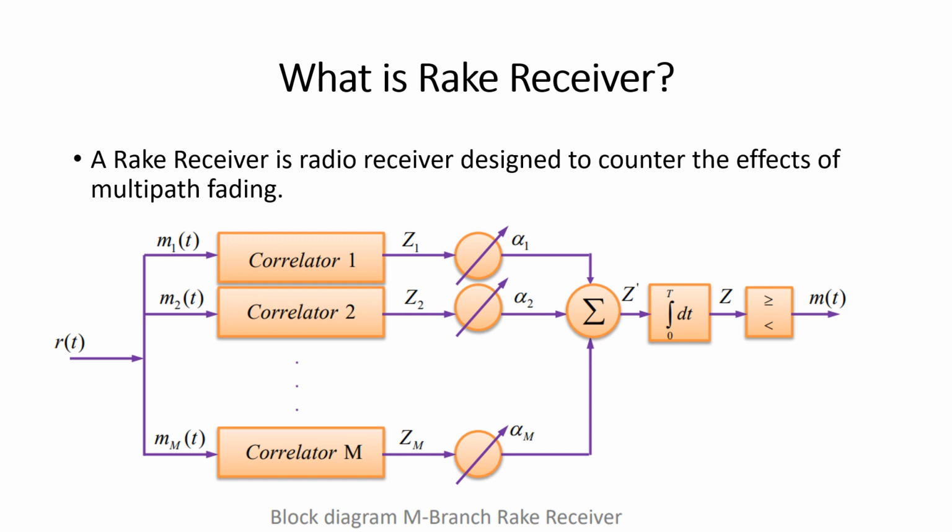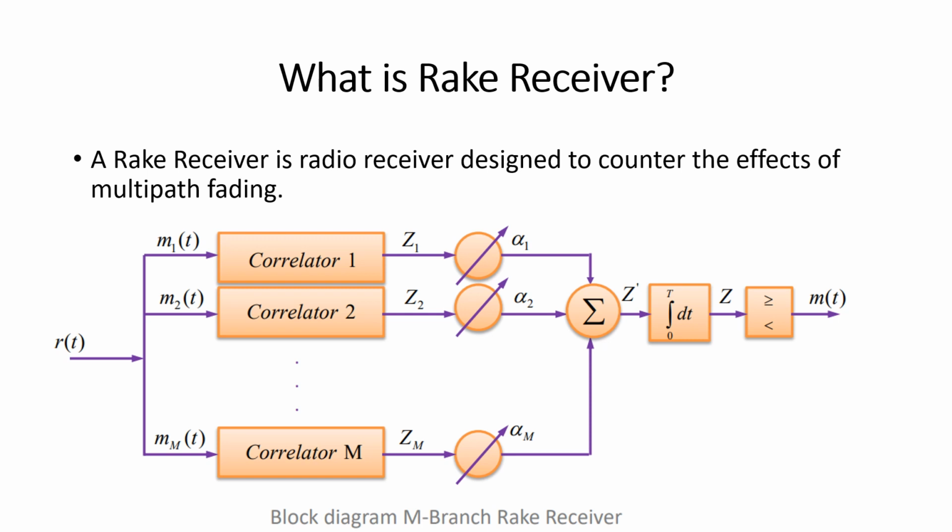Since the rake receiver is employed in CDMA systems, CDMA systems are nothing but code division multiple access systems. Here r(t) is the CDMA received signal at the receiver. Since the signals are coming from multiple paths, these are m1(t), m2(t) up to mM(t). These represent different multipath components, and they are passed to the corresponding correlator, which is tuned to the particular peak associated with that multipath component.